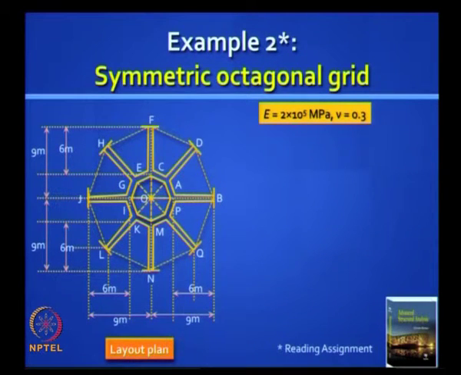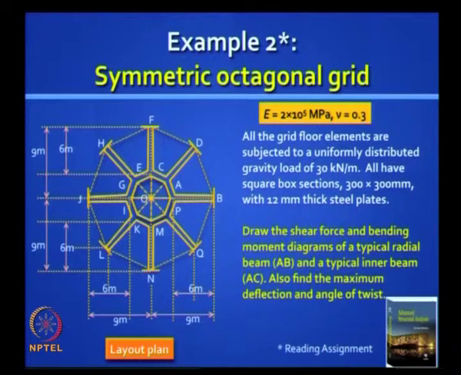architects like to give such a roof, for example. Okay, you have an octagonal roof and you have got these radial elements and the circular elements. Can you design this from first principles? Well, you can take advantage of symmetry and solve this problem. Okay, you just need to apply your brain. You can actually use some shortcuts and crack this problem very easily. It is a reading assignment for those of you who are interested.